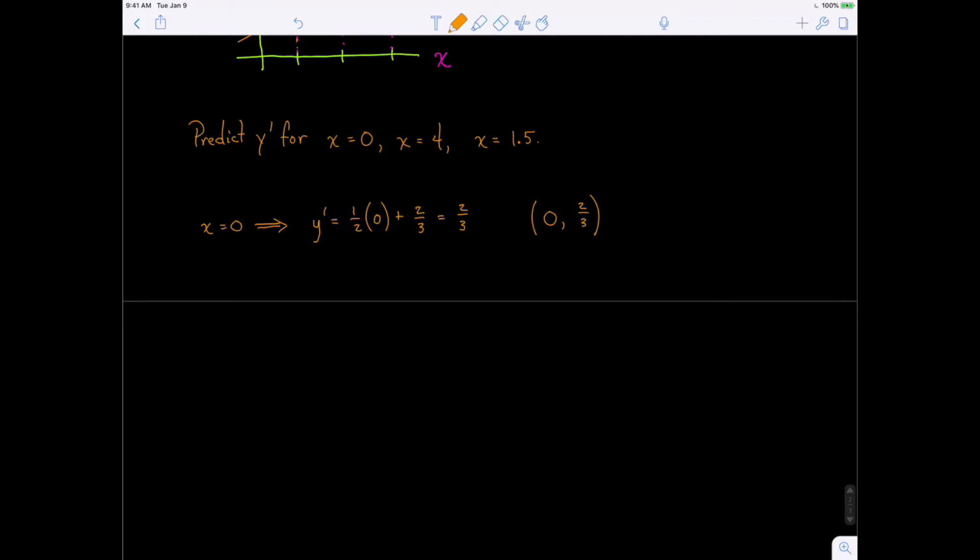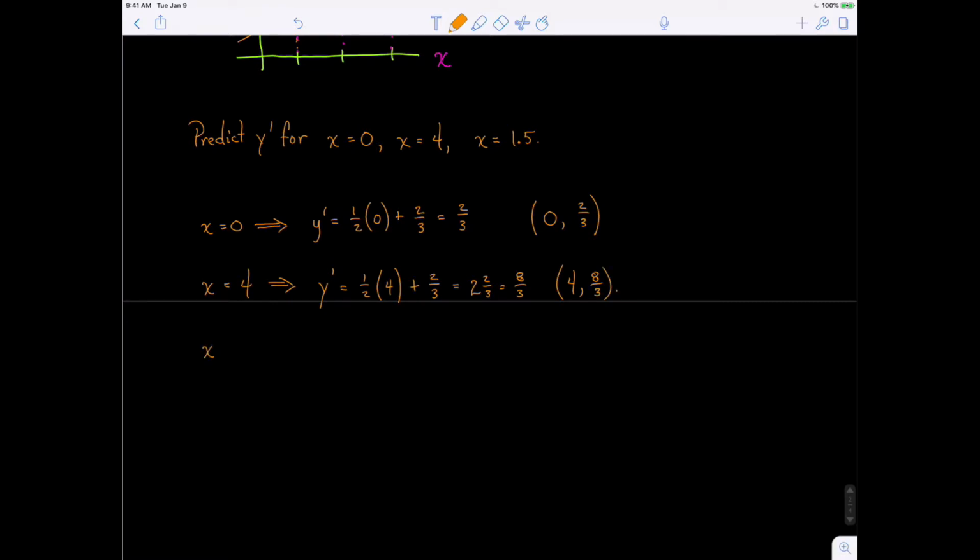Okay, let's try the next one. The next one's 4. So what do I get? Let's see, I have y prime equals 1/2 times 4 plus 2/3. Well, half of 4 is 2. So 2 plus 2/3 is 2 and 2/3, which is the same as 8/3. So our predicted value is when x is 4, y is 8/3.